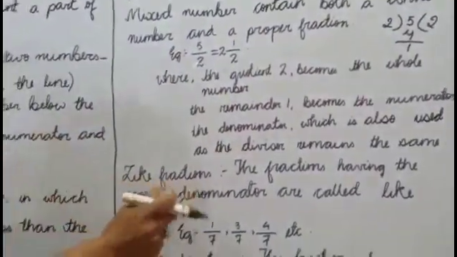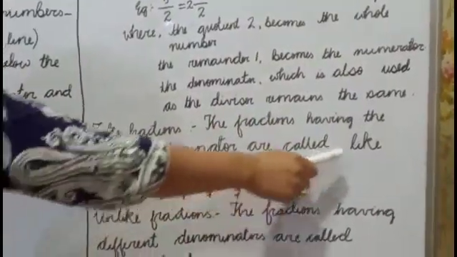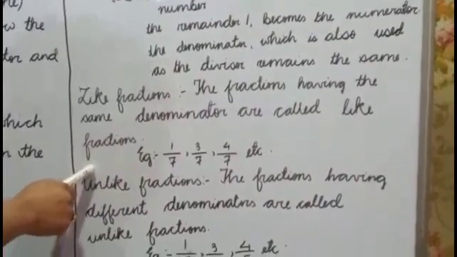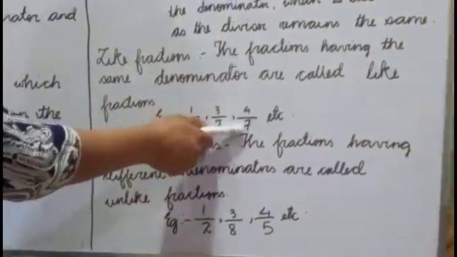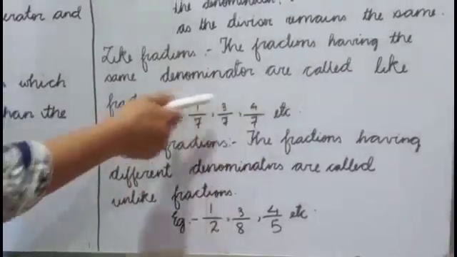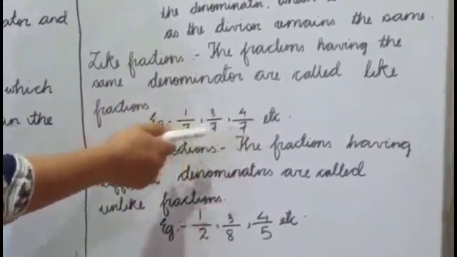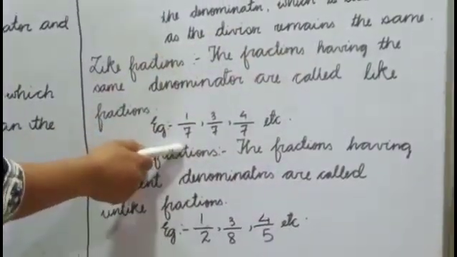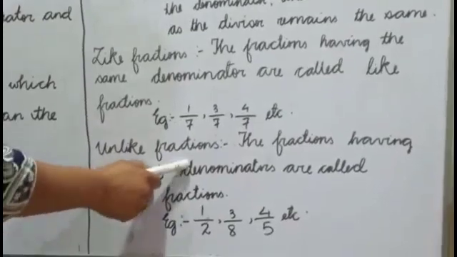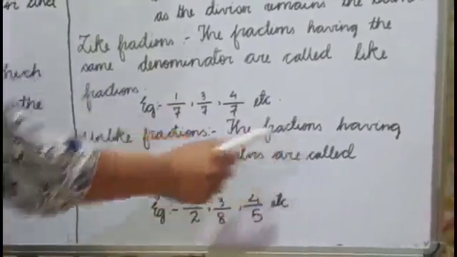Then like fractions: the fractions having the same denominator are called like fractions. For example, 1 by 7, 3 by 7, 4 by 7. In all the given fractions in this example, all the denominators are the same. Such fractions which have the same denominator are called like fractions. Next, unlike fractions. The fractions having different denominators are called unlike fractions.